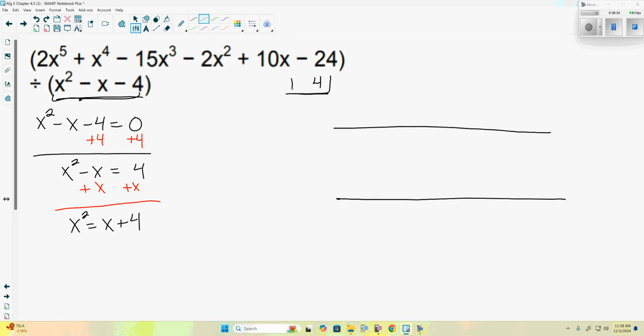Okay? Numbers going across the top are still the same. We have 2 for x to the 5th, 1 for x to the 4th, negative 15 for x cubed, negative 2 for x squared, 10 for x, and negative 24.